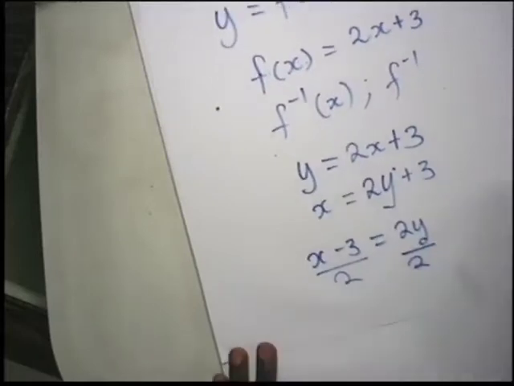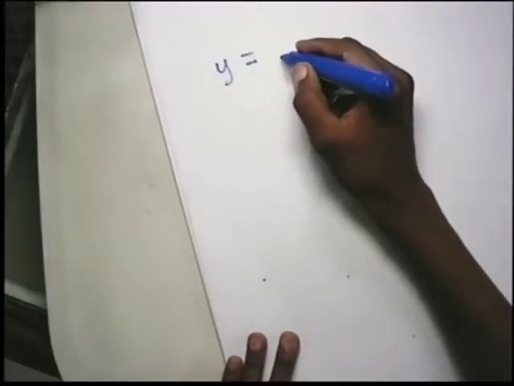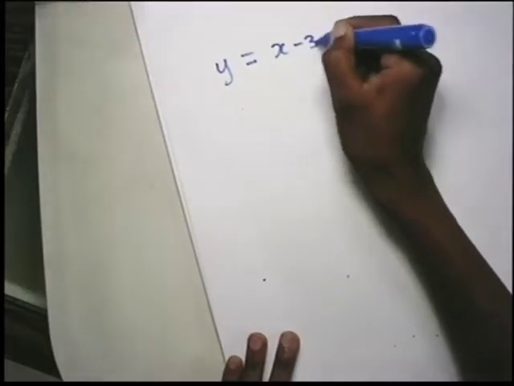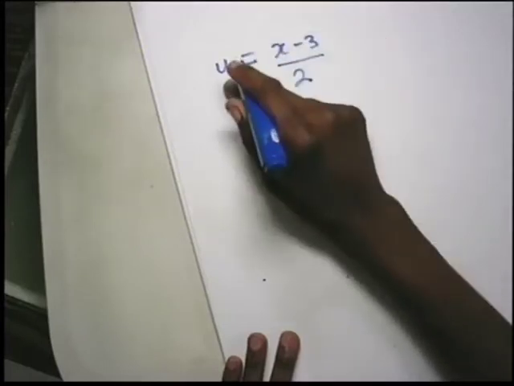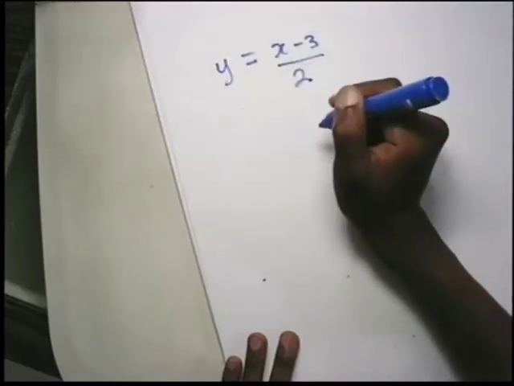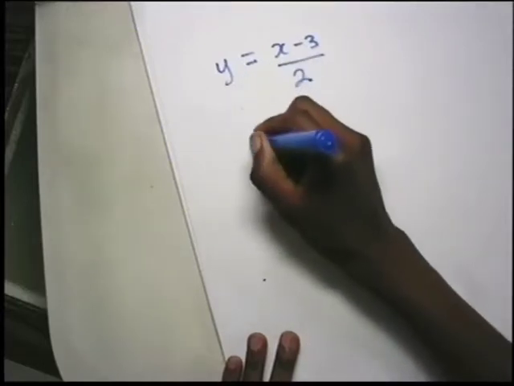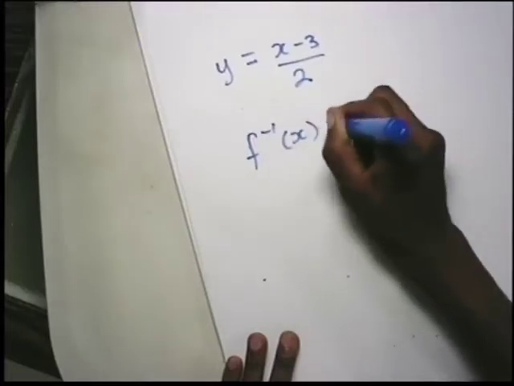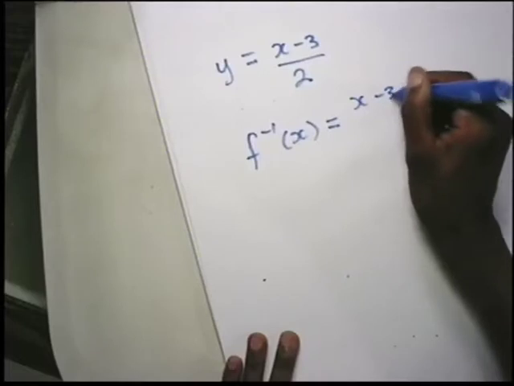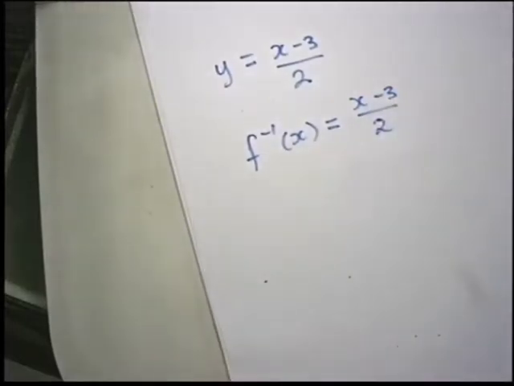Then you have y is equal to x minus 3 over 2. So this y represents an inverse. So you don't leave your answer in this form. It should be written as f inverse of x is equal to x minus 3 over 2. That is how you do it.